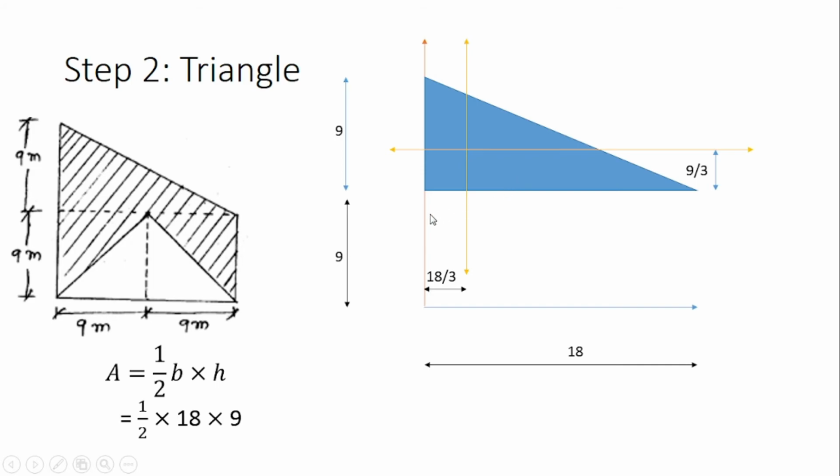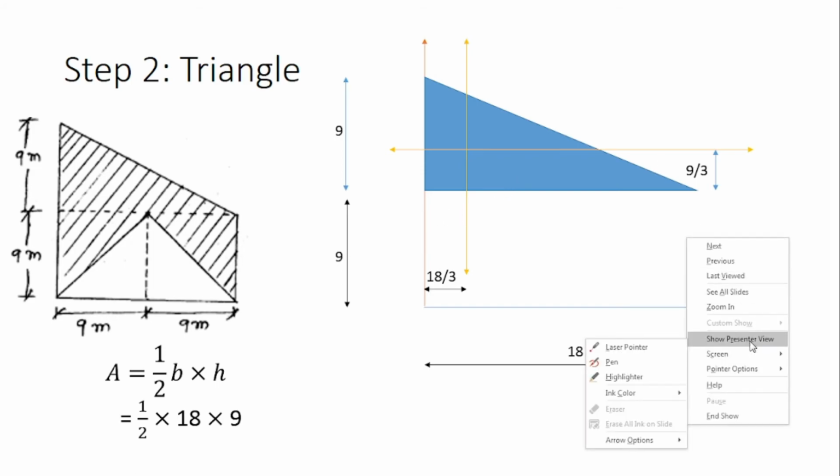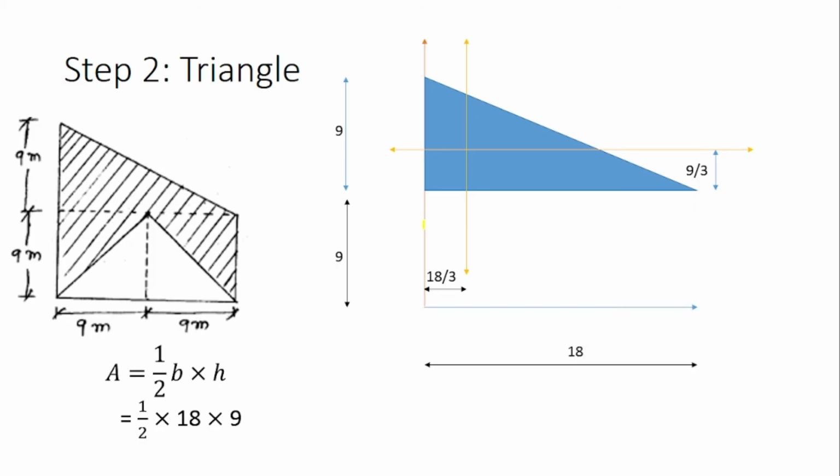Now x bar is the distance from this point to this point. So that distance is equal to 18 by 3 plus 6 meters. In order to calculate the y bar, we should know this distance. This distance is equal to 9 by 3 plus we should consider this additional distance. So your y bar becomes 9 plus 9 by 3. So it is 12 meters.